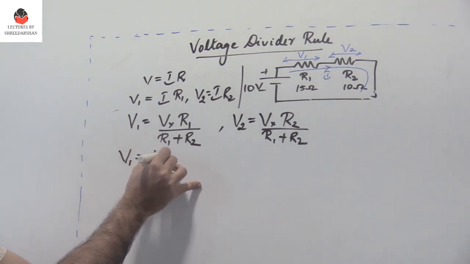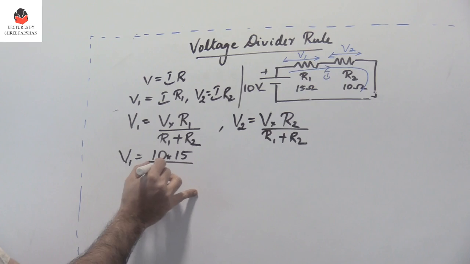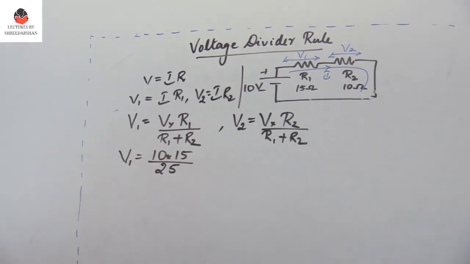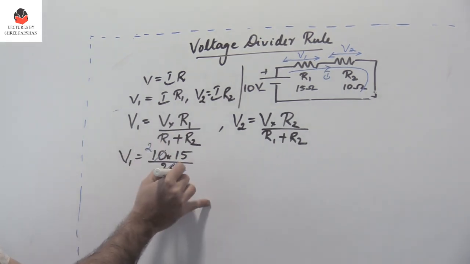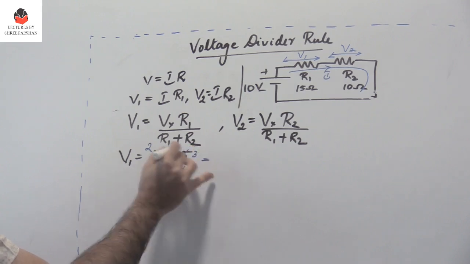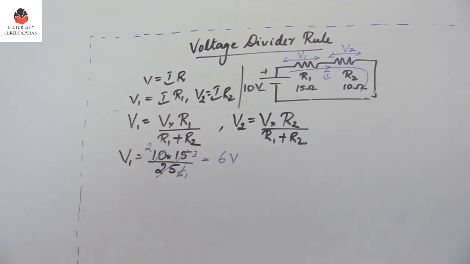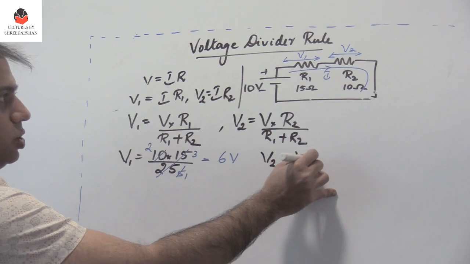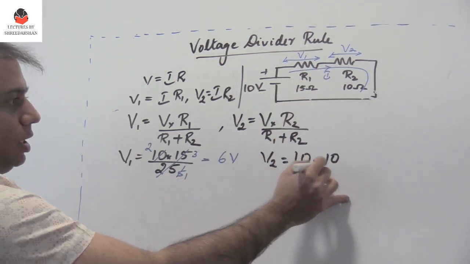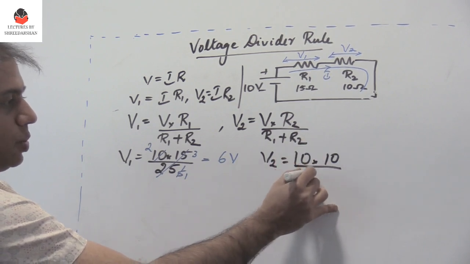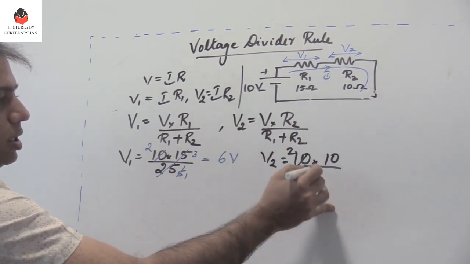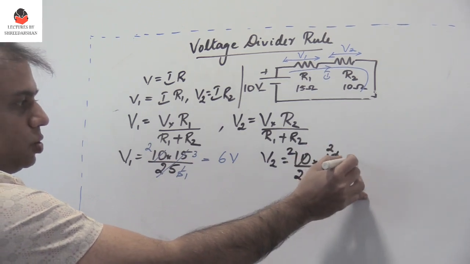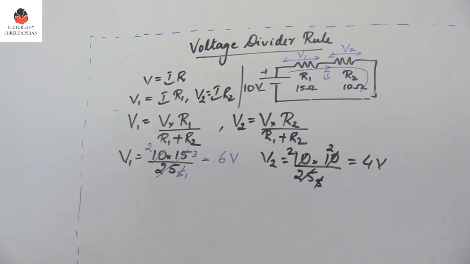V1 equals 10 into R1, 15, divided by R1 plus R2, which is 15 plus 10, 25. 5 5s are 25, 5 2s are 10, 5 1s are 5, 5 3s are 15, 2 into 3 is 6 volts. Similarly, what is V2? It is total voltage into resistance R2 divided by 15 plus 10, which is 25. So 5 5s are 25, 5 2s are 10, 5 1s are 5, 5 2s are 10, 2 into 2 equals 4 volts. So V1 equals 6, V2 is equal to 4.